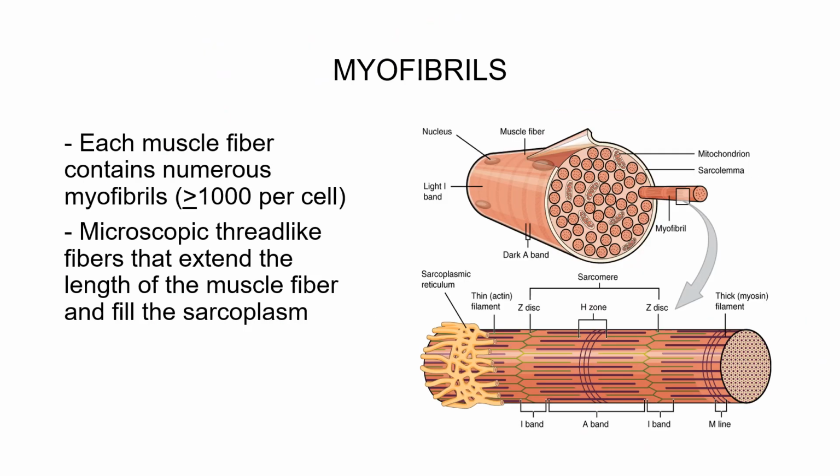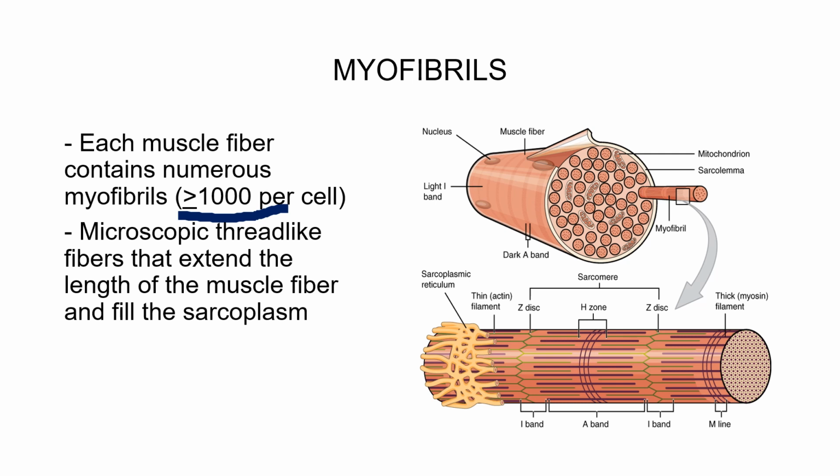Once again, myofibrils are just little tiny fibers inside of a muscle cell. Now, by no means do you have to know this number, but you can see this picture doesn't quite do it justice. You can see in the picture there's maybe 15, 20 myofibrils, but there's over 1,000 per muscle cell, and you have thousands of muscle cells in your muscle. So you start multiplying and doing the math, it gets a little crazy. You have a lot of these structures.